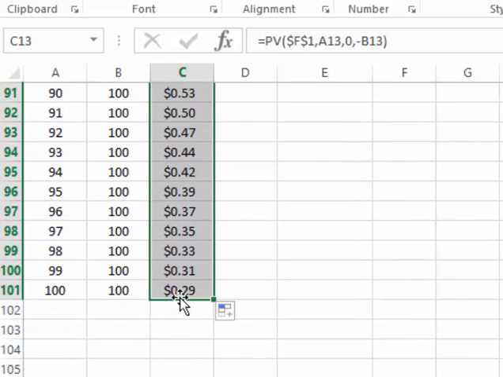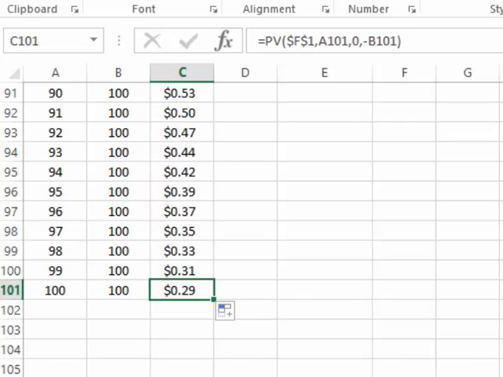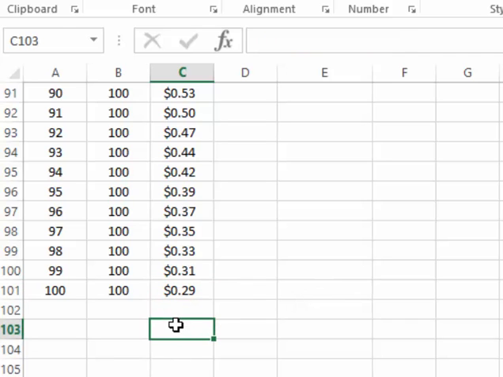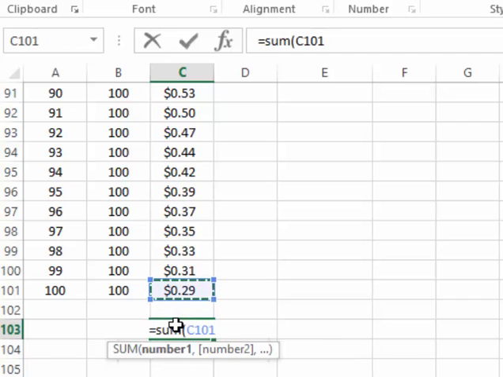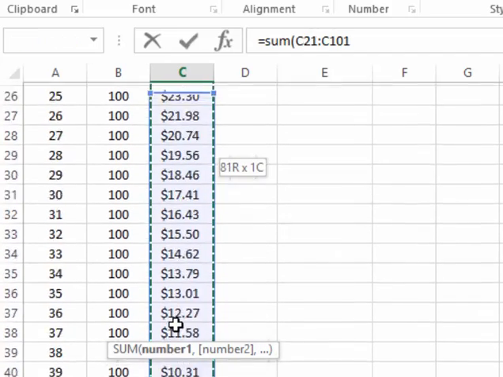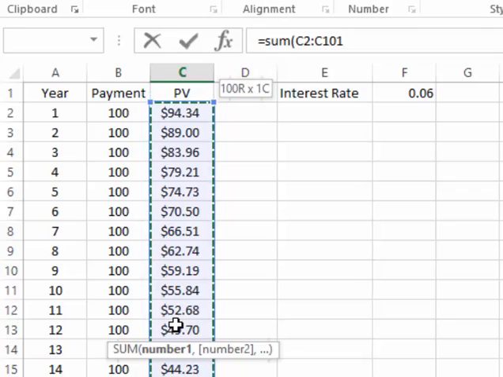And you can see after 100 years, the $100 that I receive 100 years from now is only worth to me 29 cents in today's money, okay, if our interest rate is 6%. So we've got this series of declining present values. And right now I'm going to add all of those up. So I'm going to use the sum function and add up every one of these 100 cells.